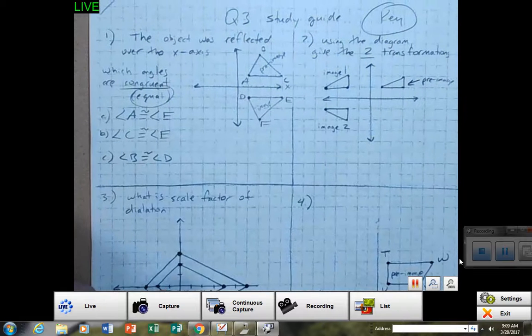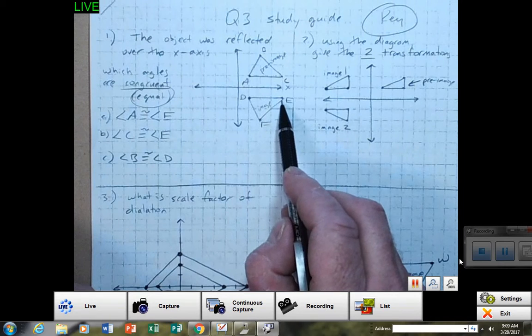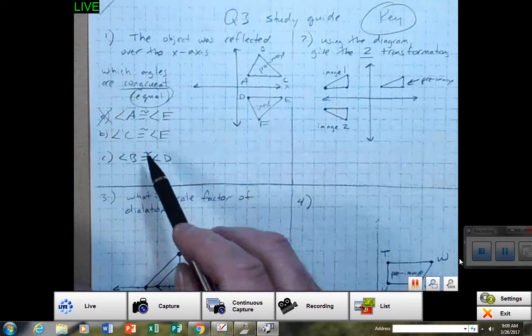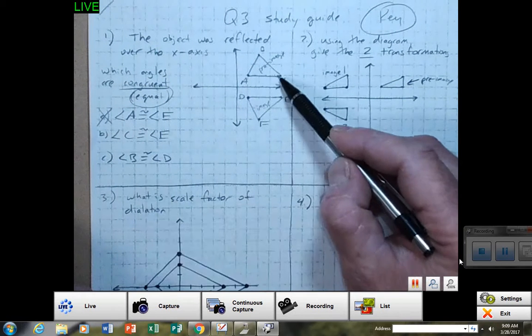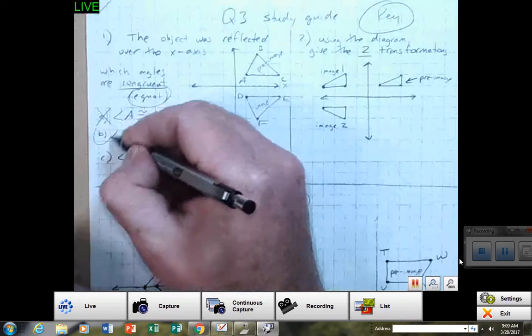So we look at number 1. Angle A. Is this angle equal to angle E over here? You could say that is not true. Angle A is equal to this angle D right here. B says, is angle C equal to E? And yes, you could see those two are equal. So I will circle that one.